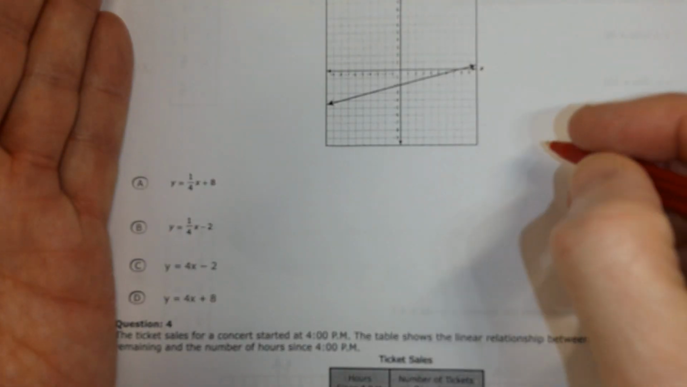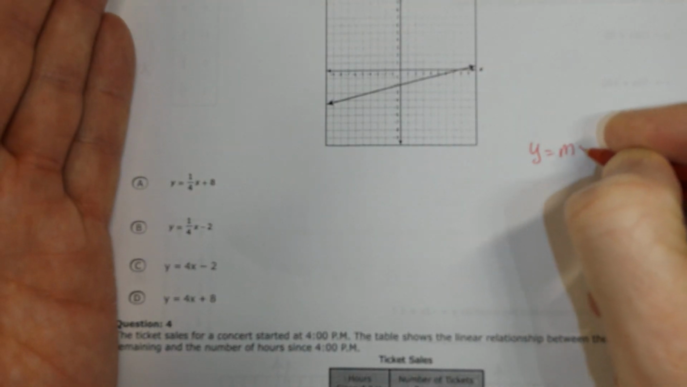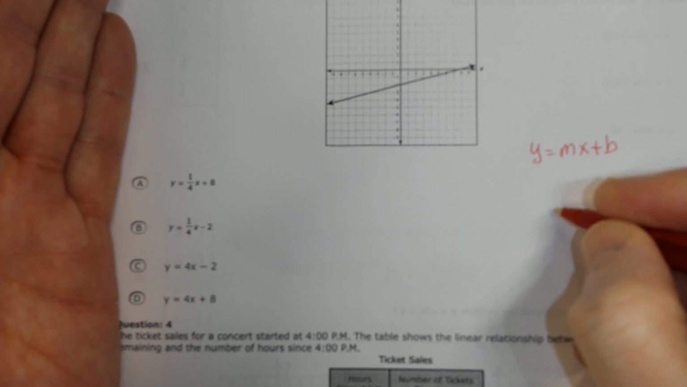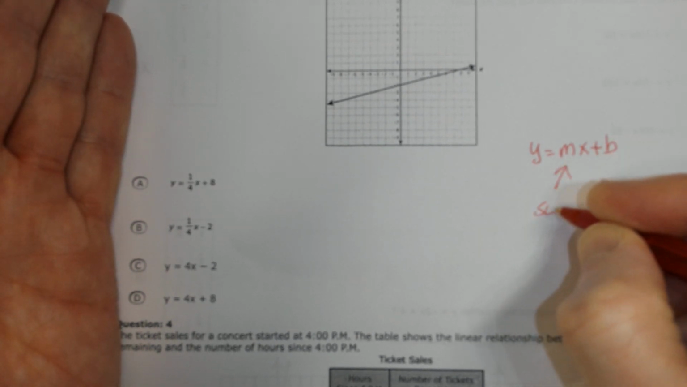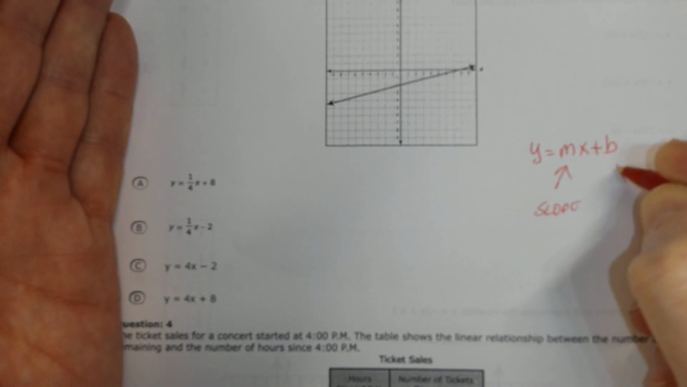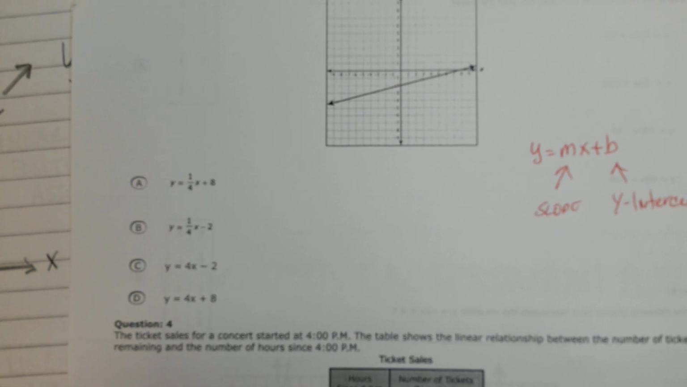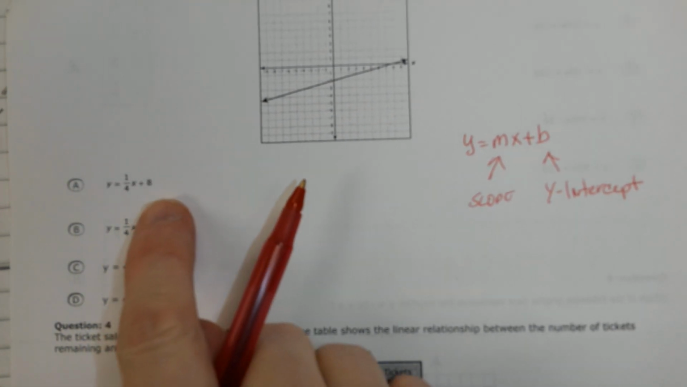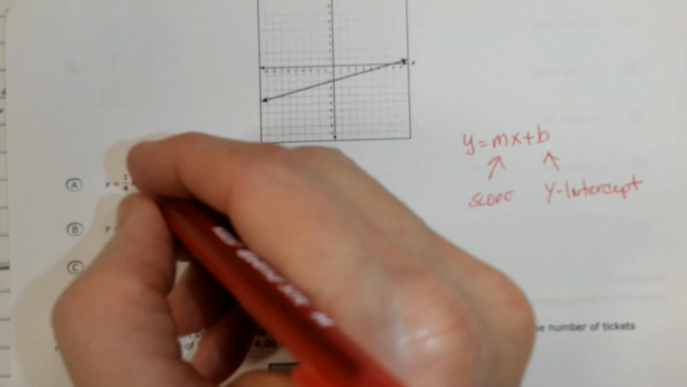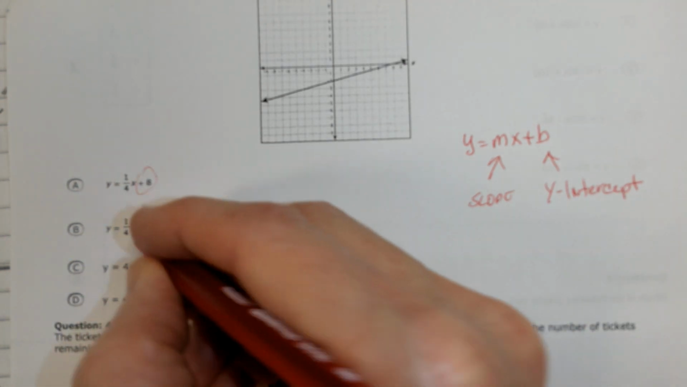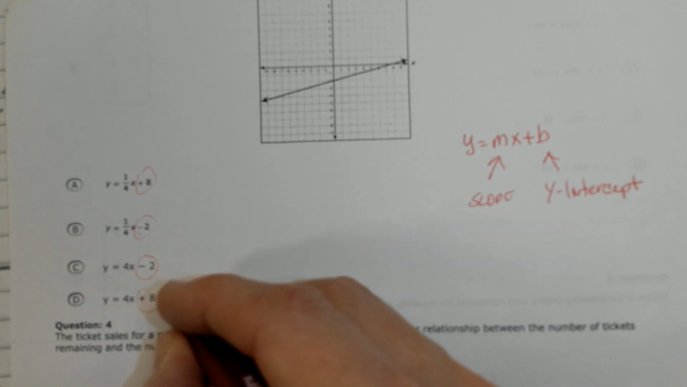First steps. We look at our answer choices and we think, what is this about? Y equals mx plus b. This is about your slope and your y-intercept. Okay? So here are my options for my y-intercepts. Positive 8, negative 2, negative 2, or negative 8.